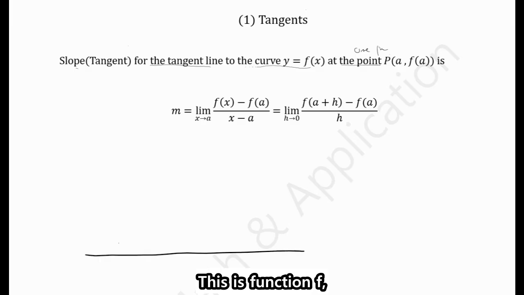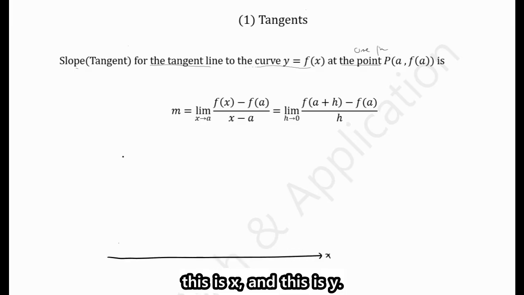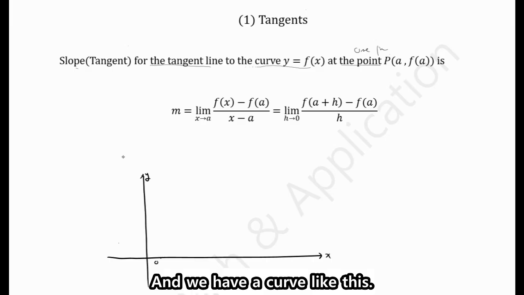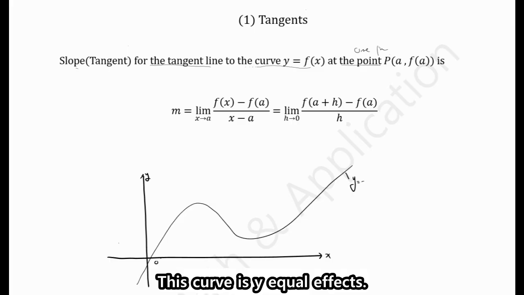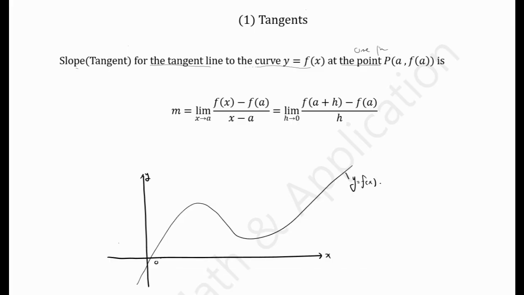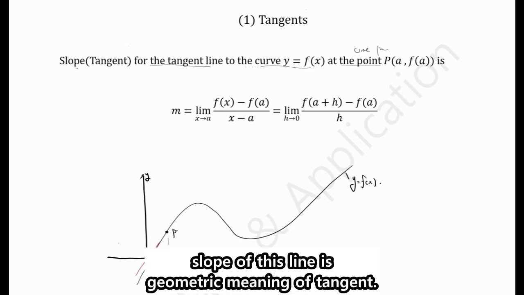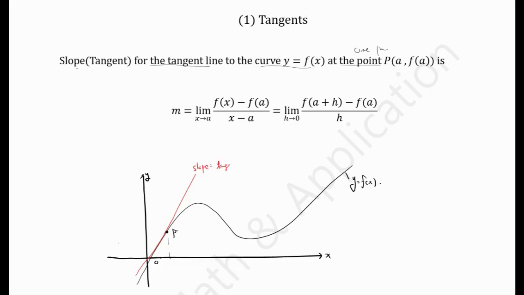This is function f. This is x and this is y. And we have the curve like this. This curve is y equals f(x). So the tangent is the slope at 1 point P, and the slope of this line is the geometric meaning of the tangent.